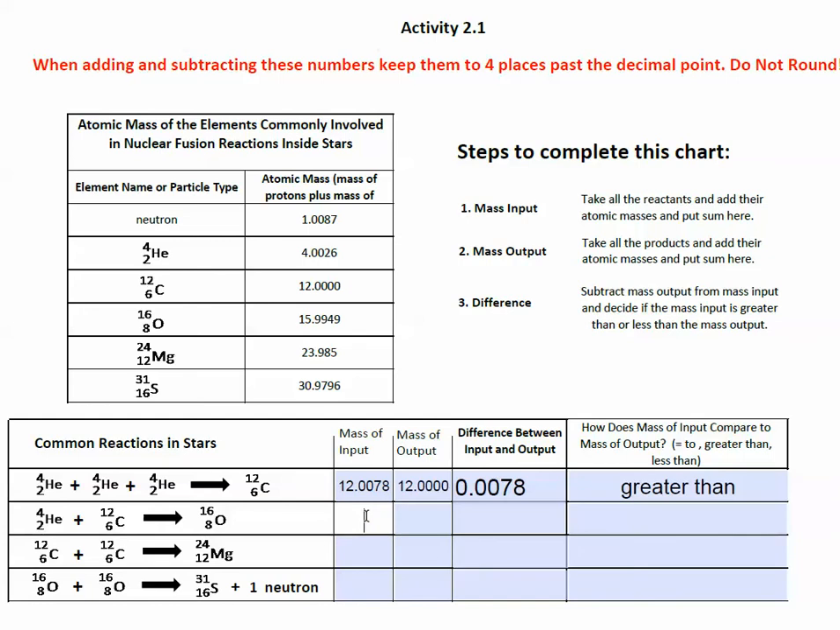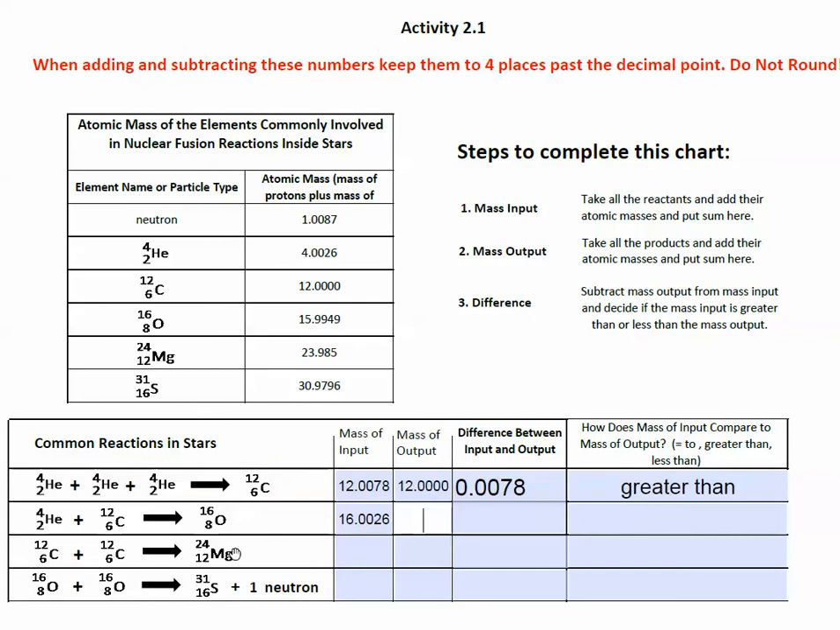Okay, let's do one more as an example. Now we're going to take this one. Everything in front of the arrow is the mass input, so it's a helium and a carbon. So I go up and look. Helium is 4.0026 plus a carbon, which is 12.0000, and I get 16.0026. So that's the mass input.